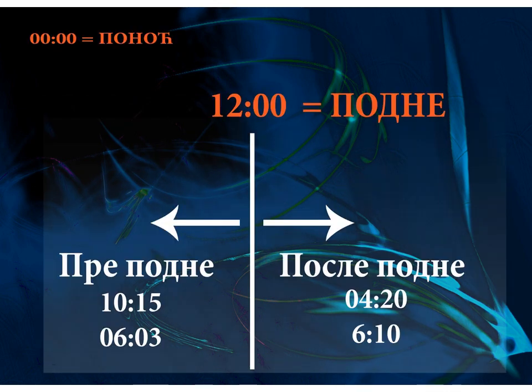For time in the morning, we say that it's before noon, prepodne. So we have 10:15 a.m., that is 10:15 prepodne, or 6:03 prepodne, and so on. And time that comes after noon is poslepodne. So we have 4:20 poslepodne, 6:10 poslepodne, for example. You can also say popodne, and this is often used. 4:20 popodne, 6:10 popodne.